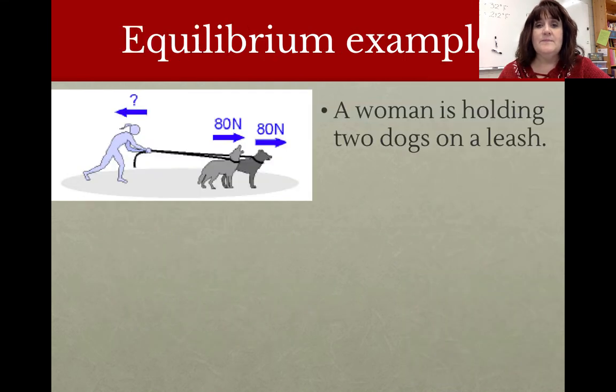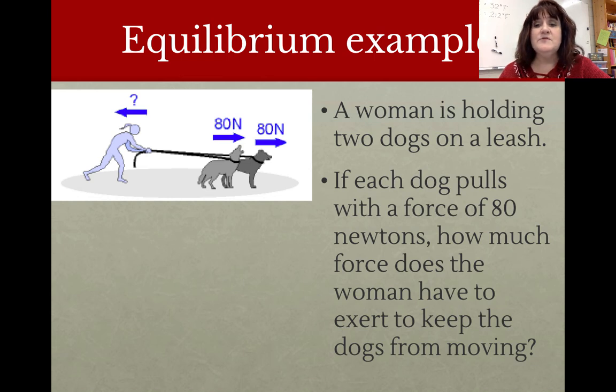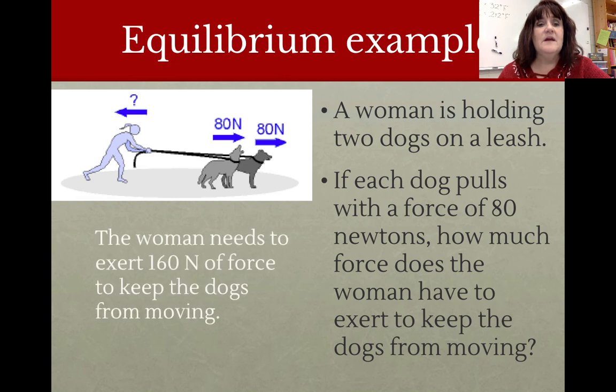For example, a woman is holding two dogs on a leash. If each dog pulls with a force of 80 newtons, how much force does the woman have to exert to keep the dogs from moving in order to make it zero acceleration? The woman would need to exert 160 newtons of force to the left in order to keep the dogs from moving.